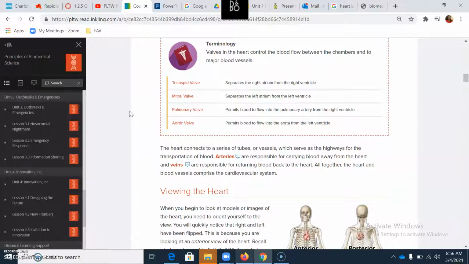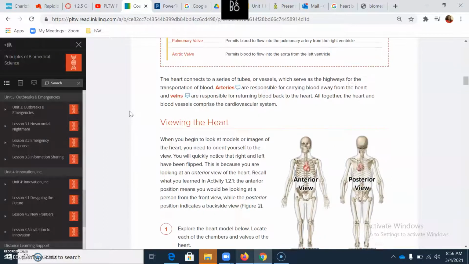The heart connects to a series of tubes or vessels which serve as the highways for the transportation of blood. Arteries are responsible for carrying blood away from the heart, and veins are responsible for returning blood back to the heart. Altogether, the heart and the blood vessels comprise the cardiovascular system.